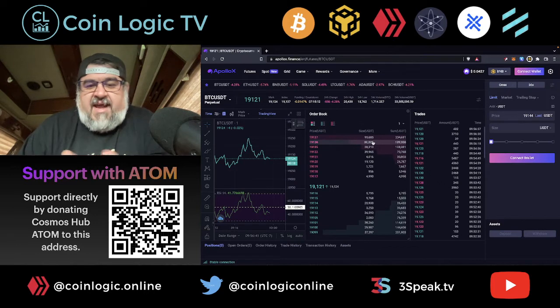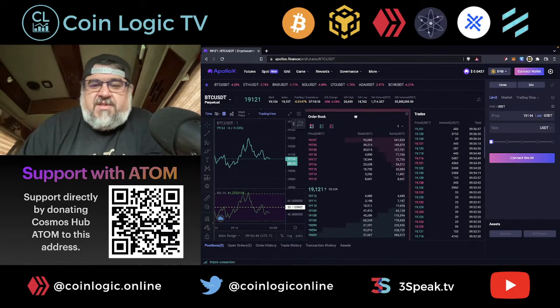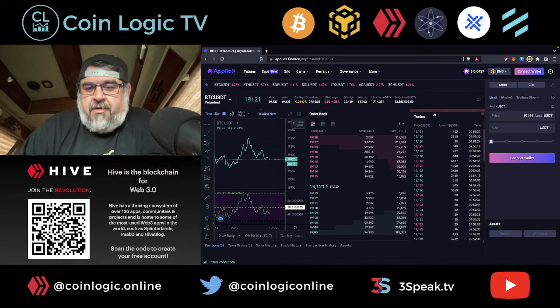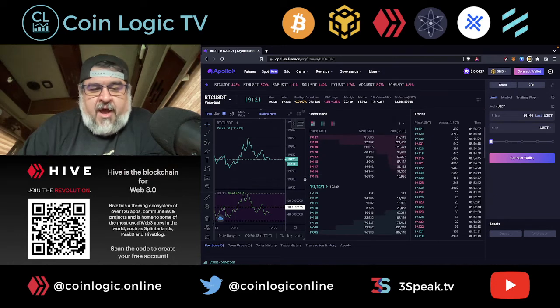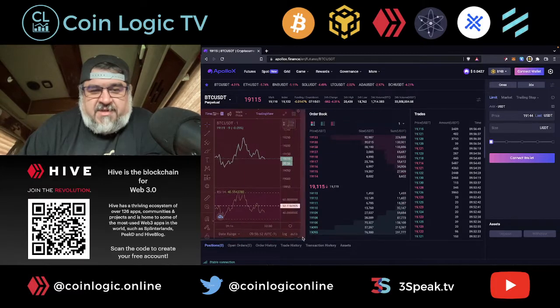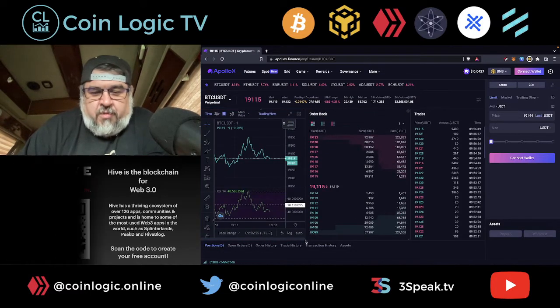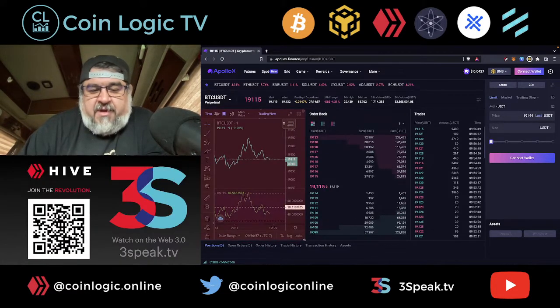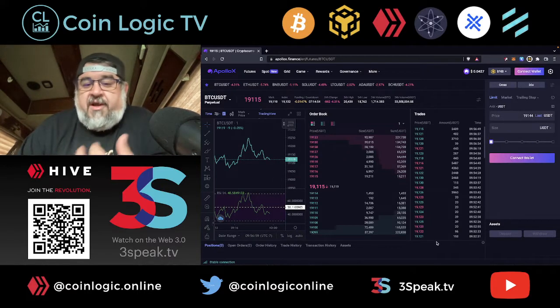But I have set up my exchange. What's cool is all these little sections are modular. So you can actually move them around and resize things how you want. If you want to resize your charts or your order book, you can do that. So I've really customized my setup to the look and feel that I want.